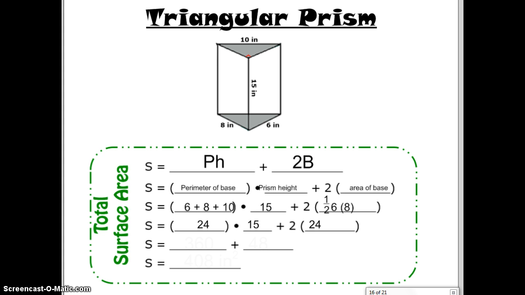We've got 24 times 15 plus 2 times 24. So here we have 360 plus 48. One base is 24, two bases is 48. When we add them together, we get 408 inches squared.